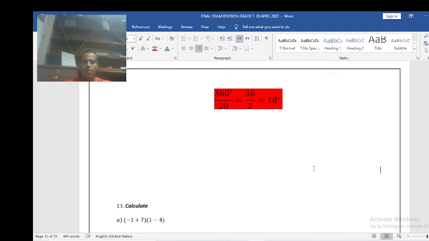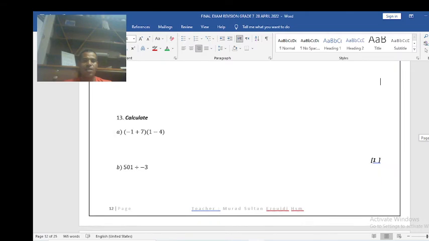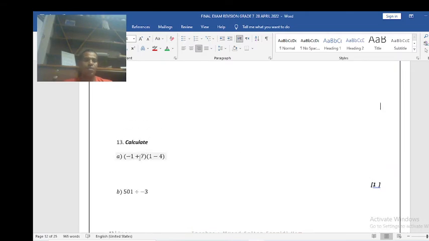Okay, now we continue. Calculate -1 plus 7 multiplied by 1 minus 4. First of all, this is equal to -1 plus 7, which is 7 minus 1, is 6. Multiplied by 1 minus 4, which is -4. Then 6 multiplied by -4 gives -24. This is the correct answer.